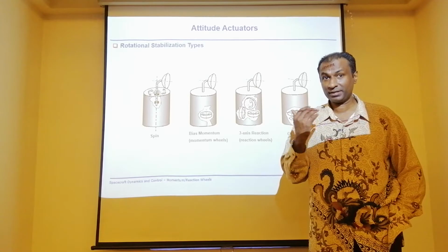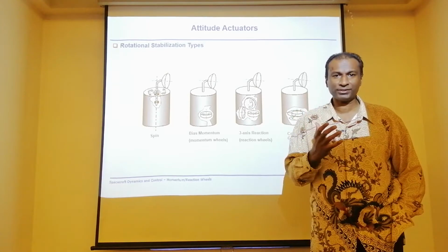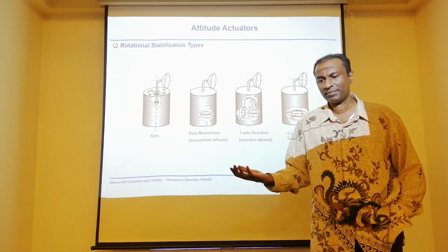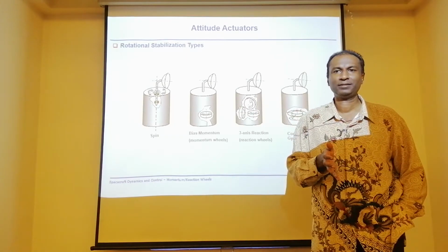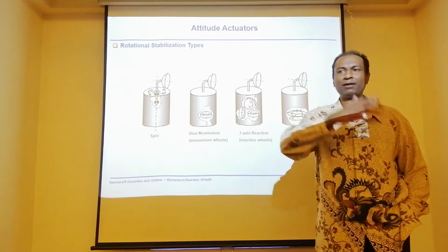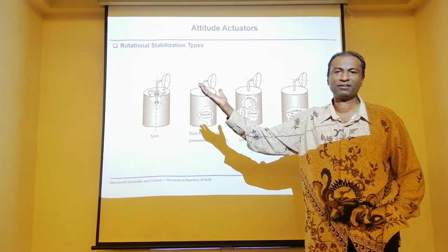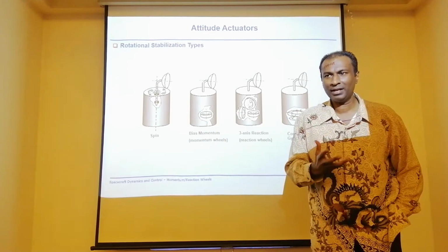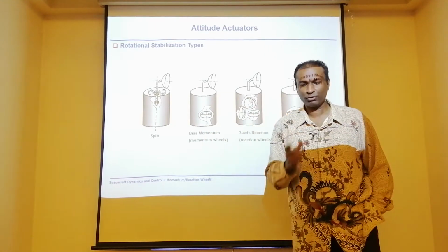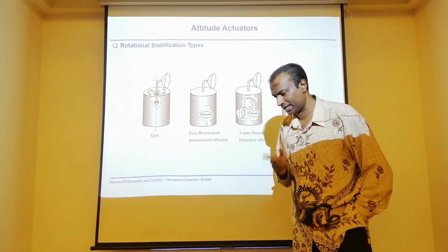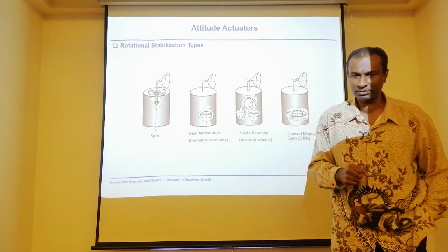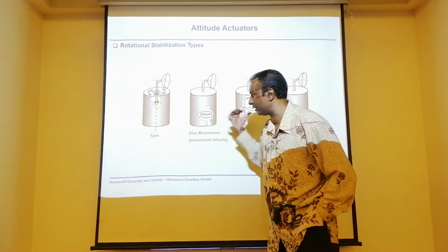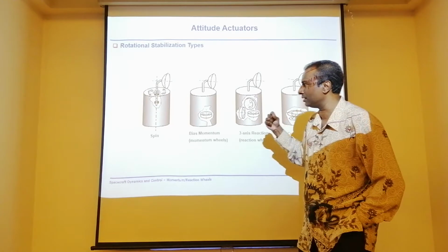If you remember clearly, the magnetorquer doesn't rotate. When we switch it on, it becomes an electromagnet, and this electromagnet interacts with the magnetic field of planet Earth. Then we produce torque, so there is no rotation at all. But when you talk about the rotational stabilization type, you must have wheels. Wheels can come in different forms.